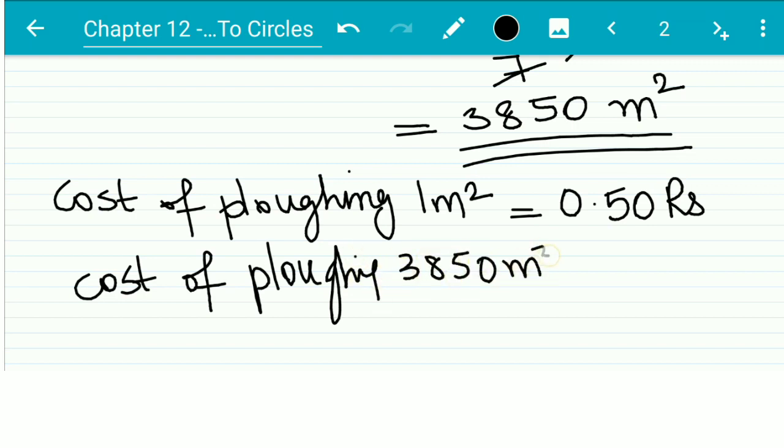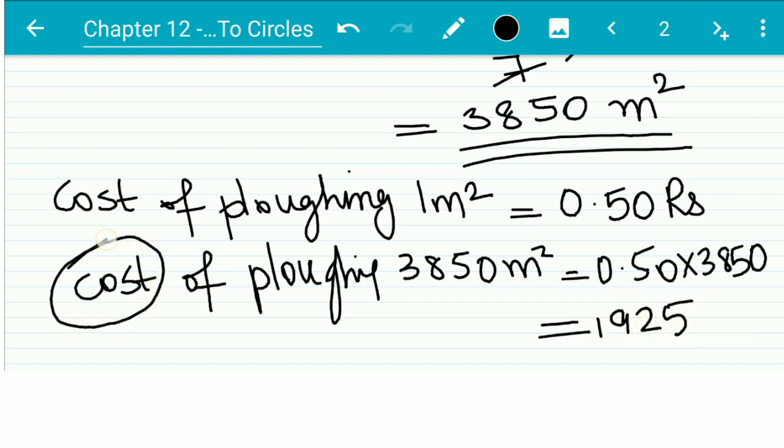3850 meter square equal to, multiply 0.50 into 3850. This will be our answer, 1925. What is the unit? Since this is the cost, unit will be in rupees. Cost of plowing 1 meter square is 0.50, which is given in the question. We have 3850 meter square overall. So cost of plowing 3850 meter square will be, multiply cost per meter square into the total area. So I'll get the total cost.